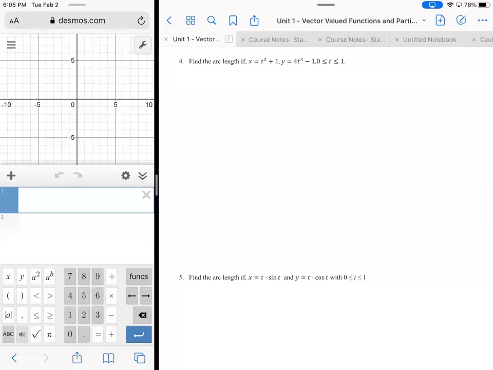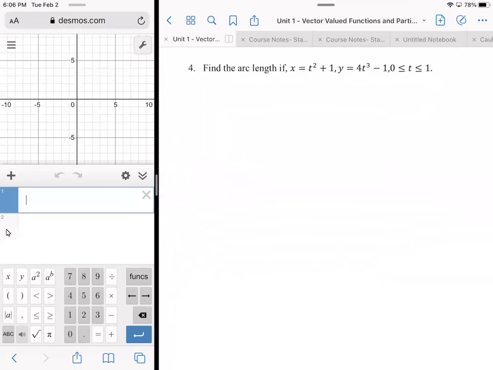Find the arc length of x equals t squared plus 1, y equals 4t cubed minus 1 over the interval of 0 to 1. When we derived the formula for arc length, that was pretty challenging, but actually putting the formula to use is really not too difficult at all.